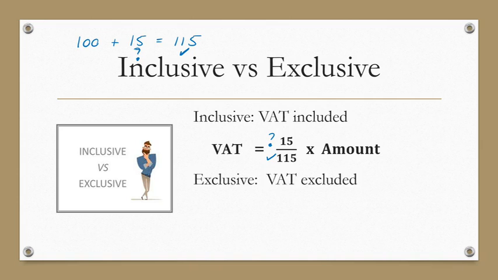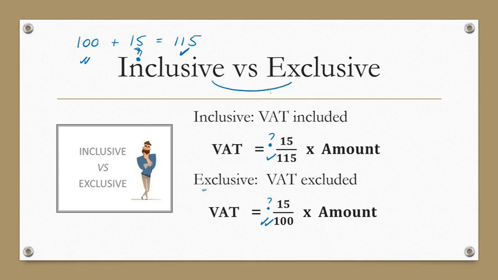If it's exclusive, it means VAT is not included. So they give us the amount without VAT. Again, we want to calculate the 15, but now they've given us the 100. So we multiply by the unknown and we divide by what was given, the known exclusive. So these are basically the two calculations. Obviously, if they give you the inclusive amount and the exclusive amount, the difference between the two will be the VAT. Then you don't even have to multiply, you can just subtract the two amounts.